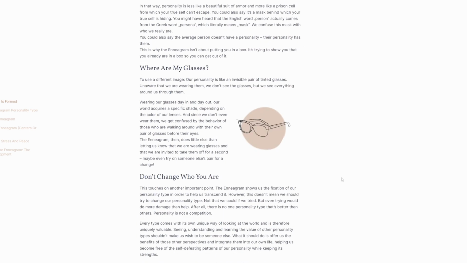Okay, that kind of confuses me, that sentence. So this is just basically saying that we use our masks and personas in how we interact with the world. Okay, so it's basically a matter of perspective.